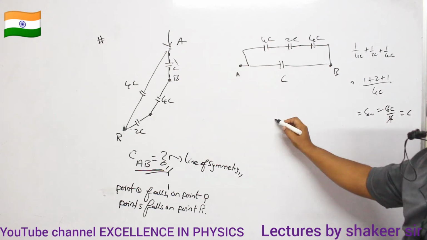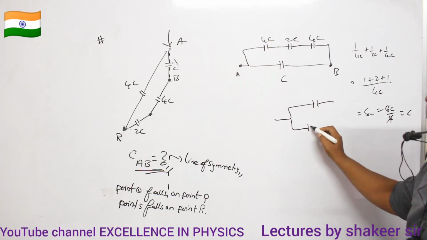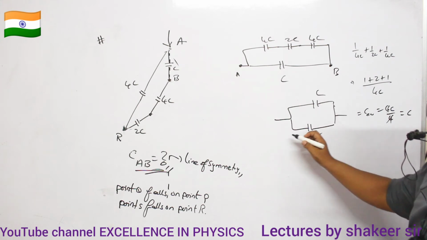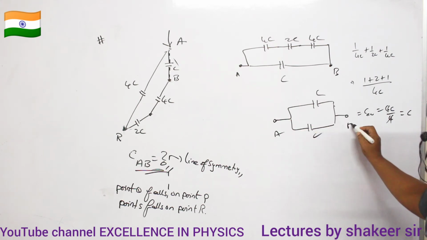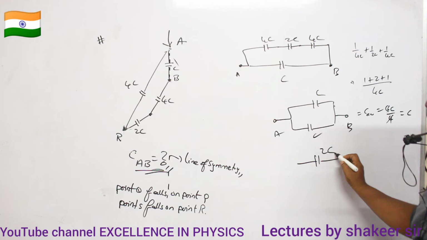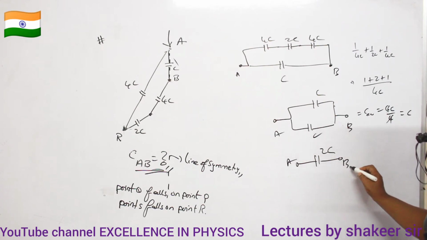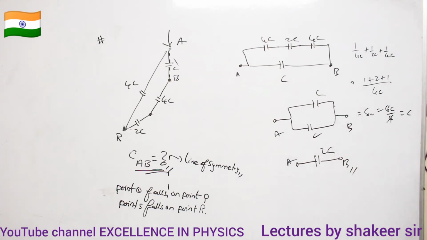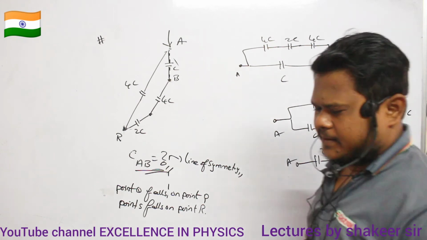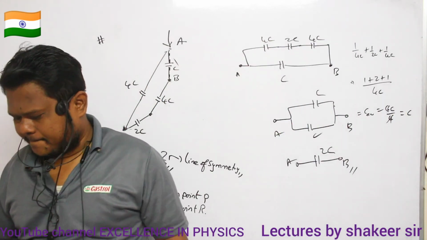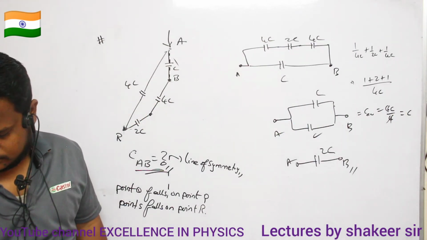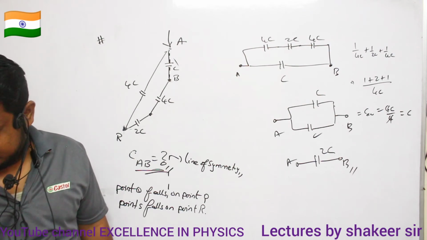Clear? So therefore, this is the new circuit which I will get. So this is C, this is also C. So this is point A, this is point B. So equivalent capacitance is 2C. Clear? So this is my required answer. That's all, very simple. Okay. So have you understood?